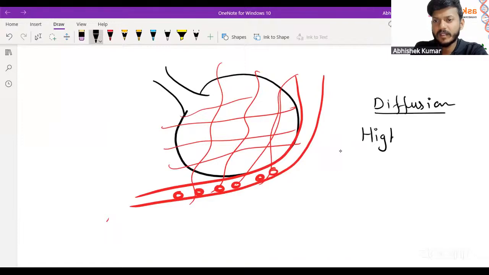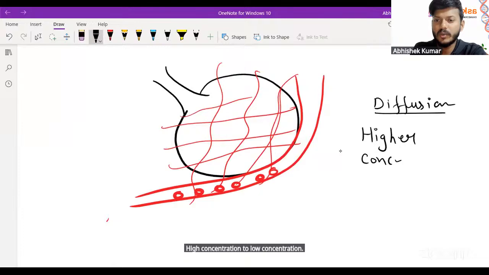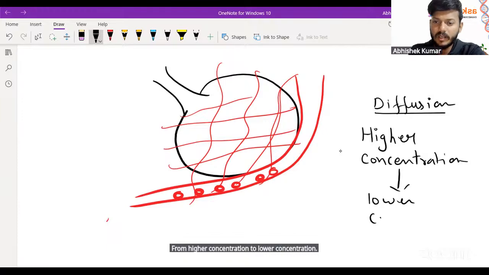From higher concentration to lower concentration.